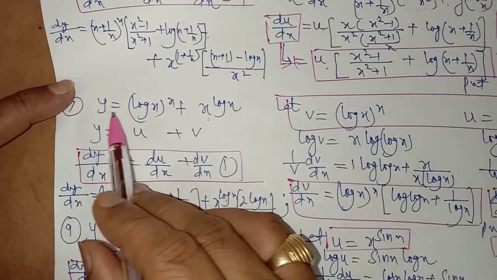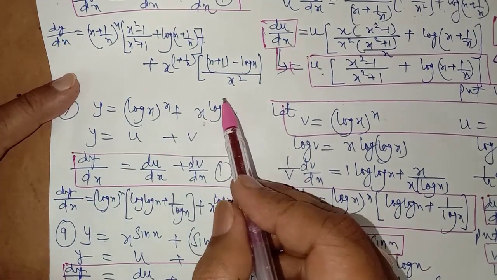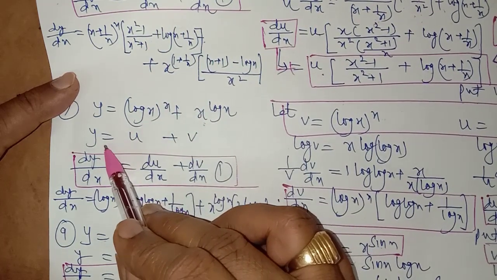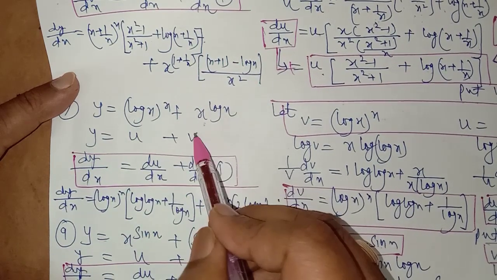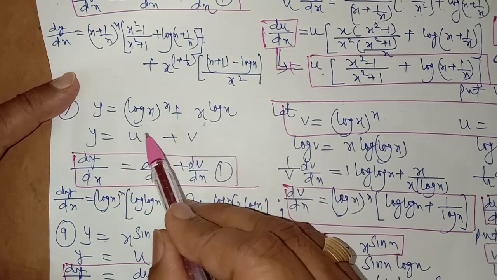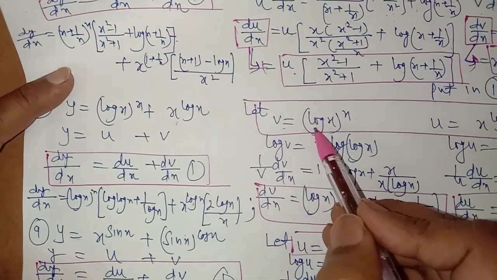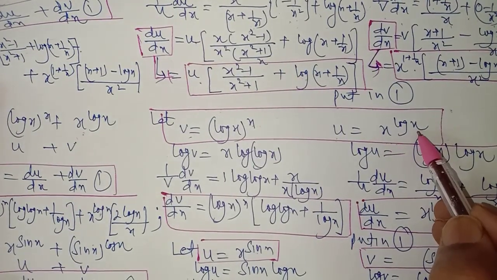Similarly, in question number 7, y is equal to log x raised to power x plus x raised to power log x. Because we cannot differentiate them without taking the log, you have to let them be u or v as we have done earlier. So y will be equal to u plus v, and dy dx will be equal to du upon dx plus dv upon dx, where we have let v equal to log x raised to power x and u equal to x raised to power log x.